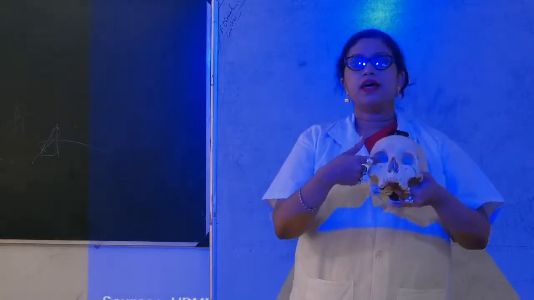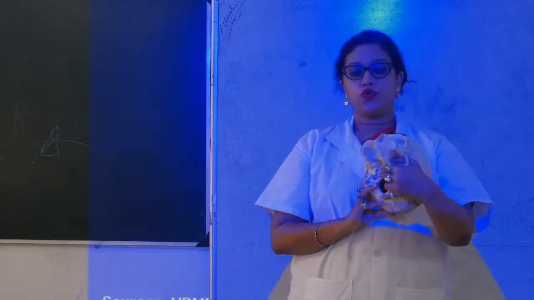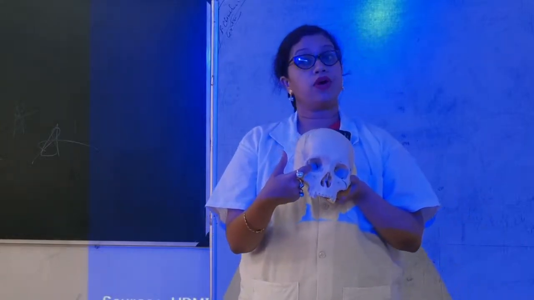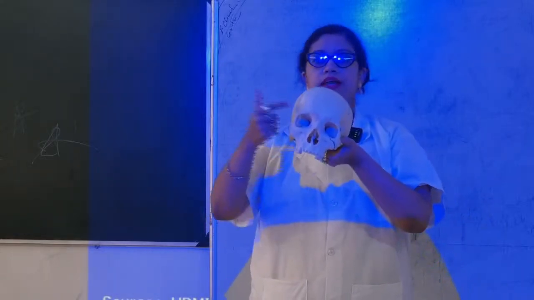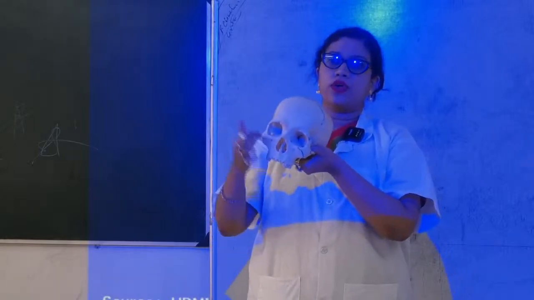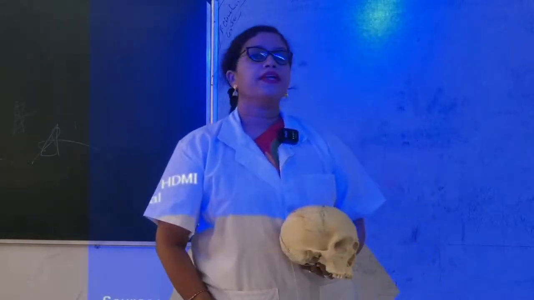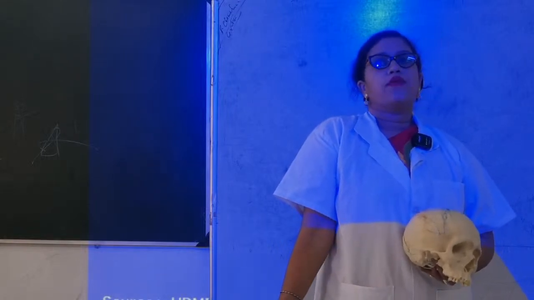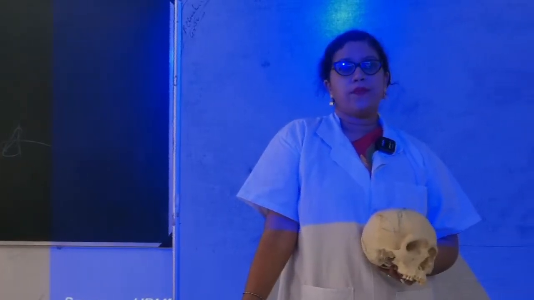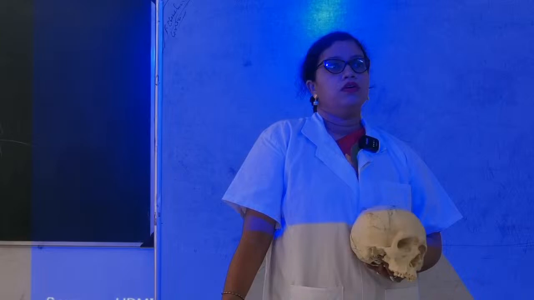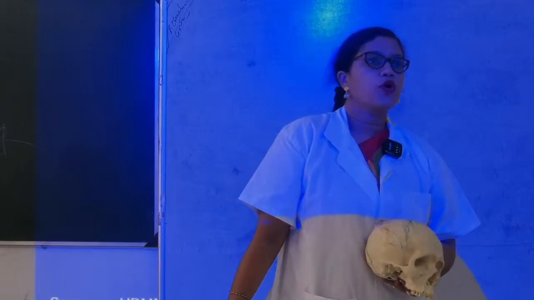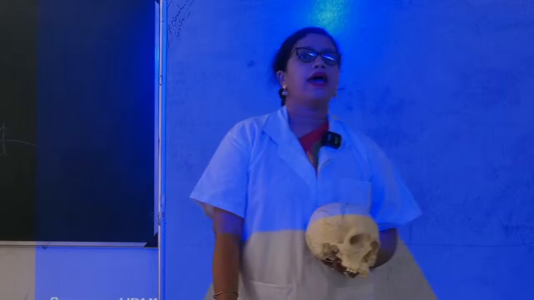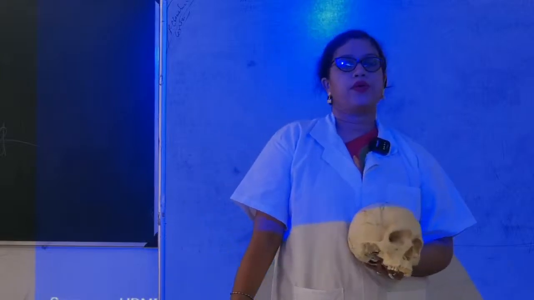Now, in the orbital cavity, there are two fissures. One is supraorbital fissure, another one is infraorbital fissure. You could find there are two fissures. So supraorbital fissure, already I told you how it forms. Write it down. Supraorbital fissure is formed by lesser wing of sphenoid superiorly and greater wing of sphenoid inferiorly.